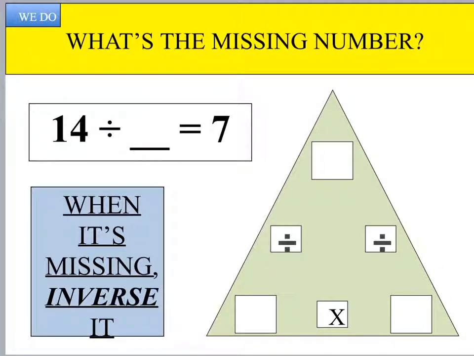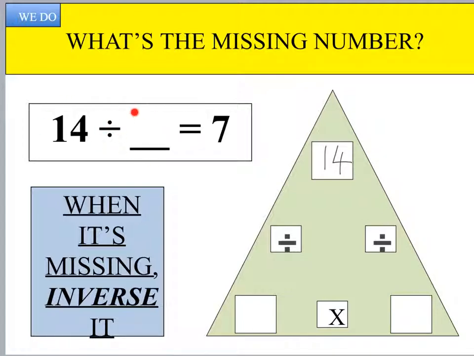Here's our first question. We have 14 divided by something equals 7. First of all, we're going to fill in our triangle. You can copy this as I do it. Because 14 is my largest number, and it's the one I'm dividing or separating, I'm going to put it at the top.